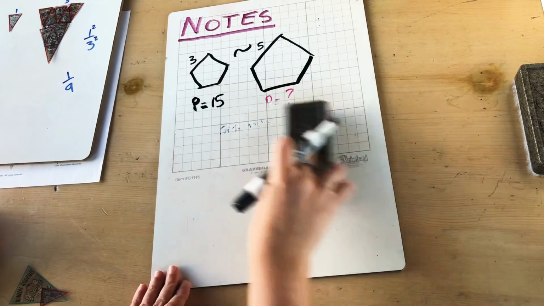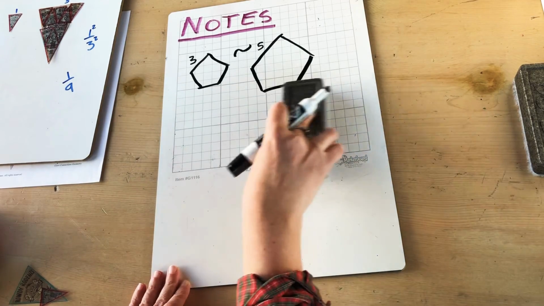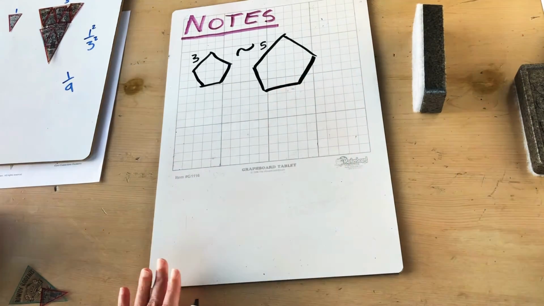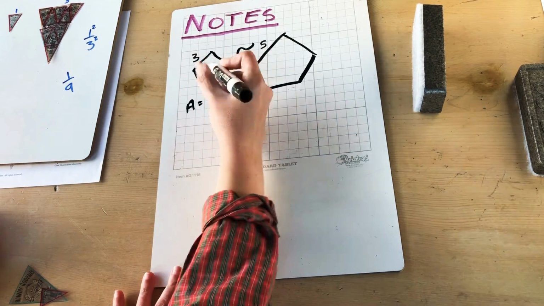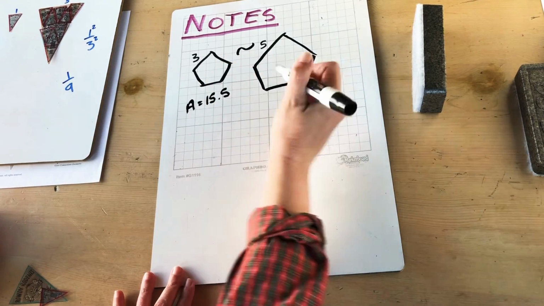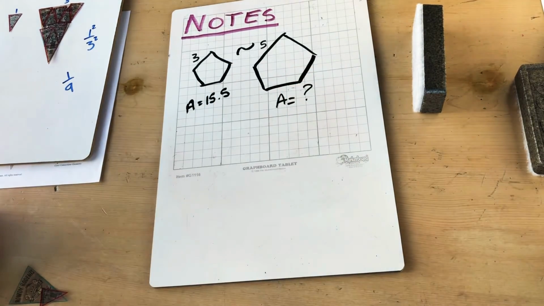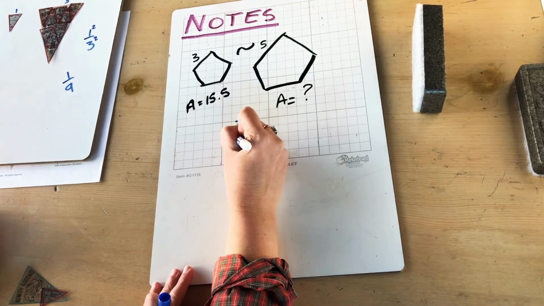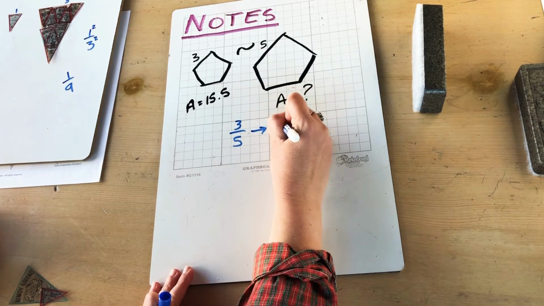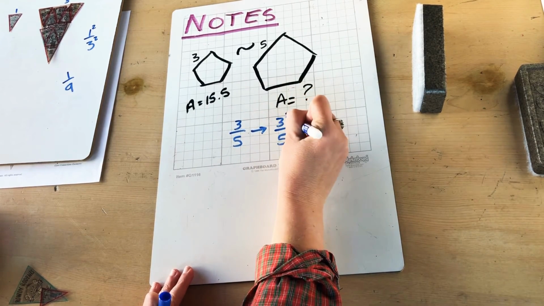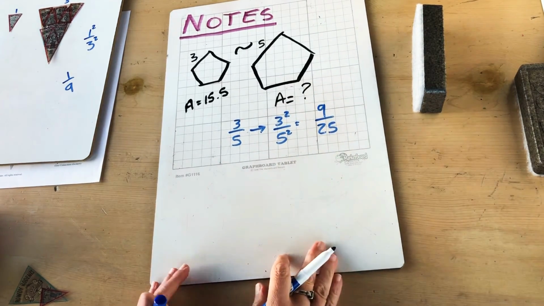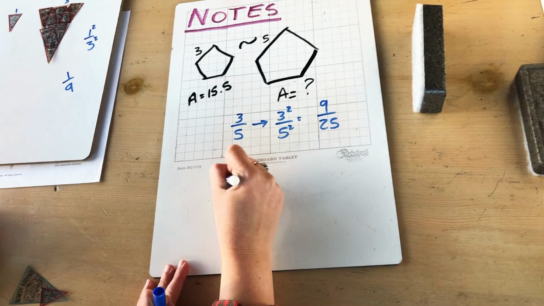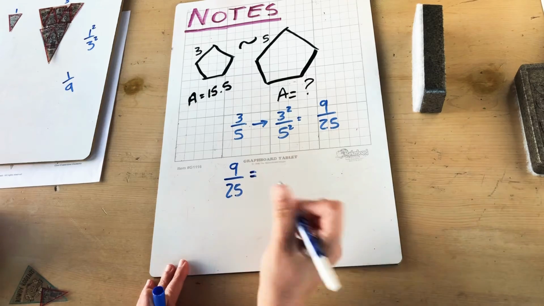Now, what about area? So say you are given 2 similar shapes, like you see here, and say the area is given to you and it's 15.5. This is of the smaller one. What's the area of the larger one? What do we do now? So we're going to take that 3 to 5 side ratio, and first you have to square it. So 3 squared, 5 squared. So the real ratio is actually 9 to 25. Okay, do you see that? 9 to 25. So I can now say 9 over 25 equals area over area.